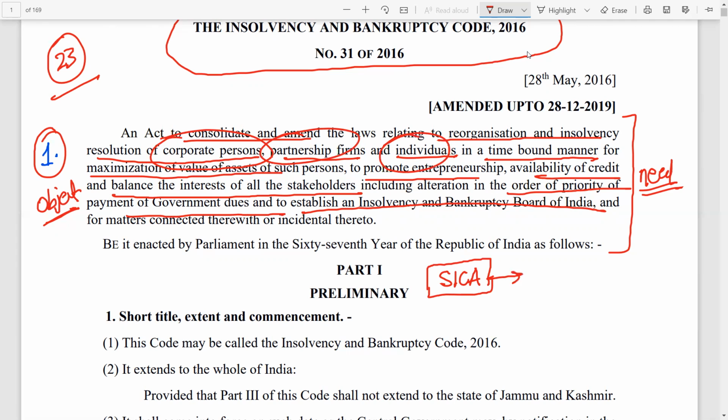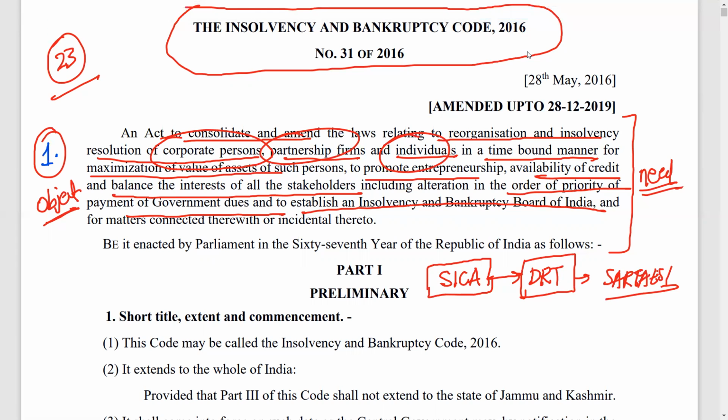Then after SICA, we had the DRT, which was a dedicated tribunal for insolvency, but in DRT only the banks and financial institutions could go. Then we had SARFAESI, and there was a lot of political problem. The rising NPA crisis could not be resolved after the SARFAESI Act. This act came in 2002, and even after 14 years, when IBC came in 2016, SARFAESI couldn't live up to the expectation behind setting it up. So do mention all these things whenever you get a question regarding the evolution of IBC.